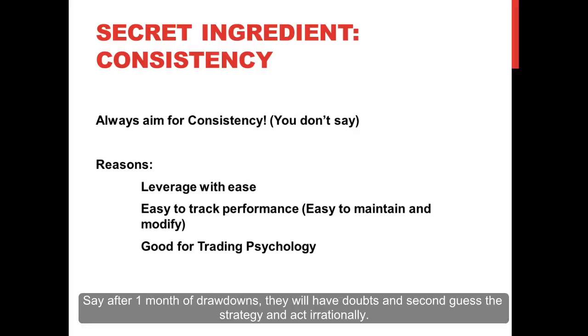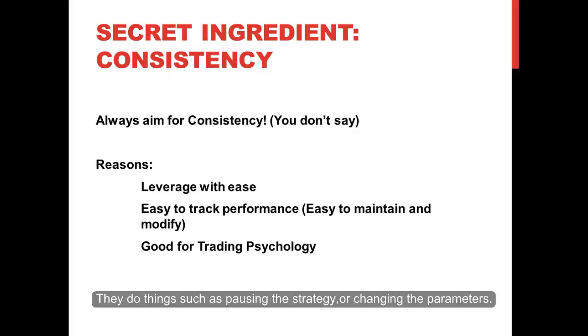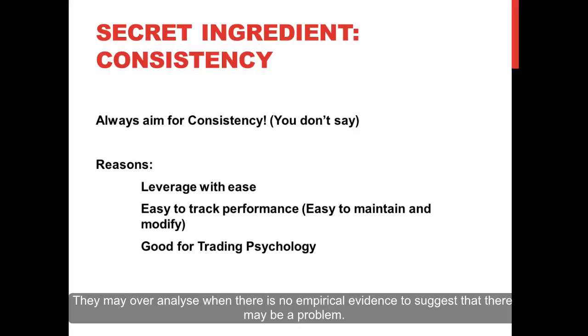They will second guess the strategy and act irrationally. They do things such as pausing the strategy or changing the parameters. They may overanalyze when there is no empirical evidence to suggest that there may be a problem. And by pausing the robot, they may miss the potential big winner that will have made their year.